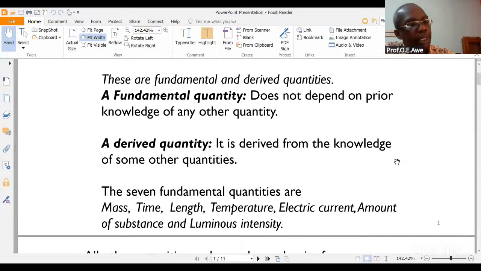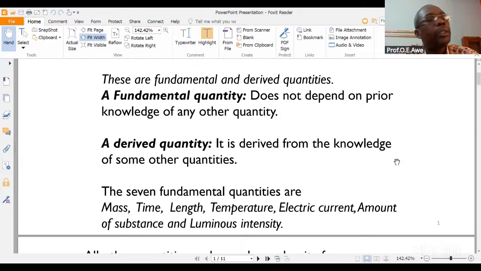Then time is also another fundamental quantity or basic quantity. And it has its own unit of measurement. We are going to talk about this very shortly. Length is another fundamental quantity. From length, you can get some other definition, but length cannot be obtained from something else. It's on its own. Then temperature is another fundamental quantity.